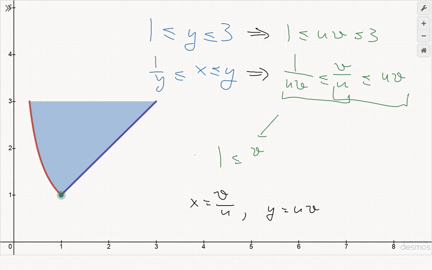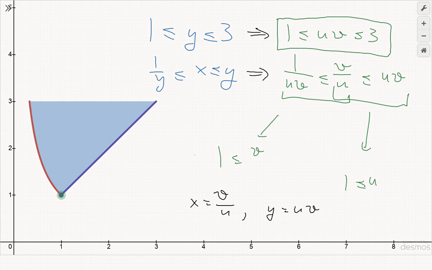We can do a similar thing with this one. So this will give us 1 over u less than or equal to u. And then again, we'll conclude that 1 has to be less than or equal to u squared, and therefore 1 has to be less than or equal to u. So now we know that v and u both have to be greater than or equal to 1.